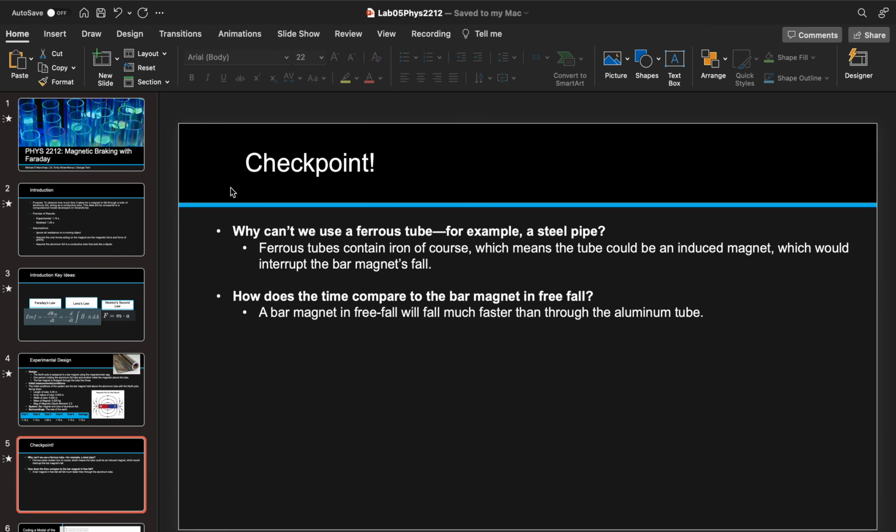Here is a checkpoint. Why can't we use a ferrous tube, for example, a steel pipe? Ferrous tubes contain iron, which means the tube could be used as an induced magnet, which would interrupt the bar magnet's fall. How does the time compare to the bar magnet in free fall? A bar magnet in free fall would fall much faster than through the aluminum tube.